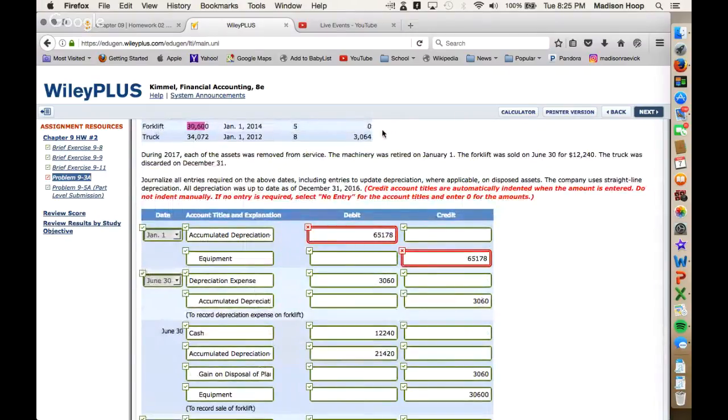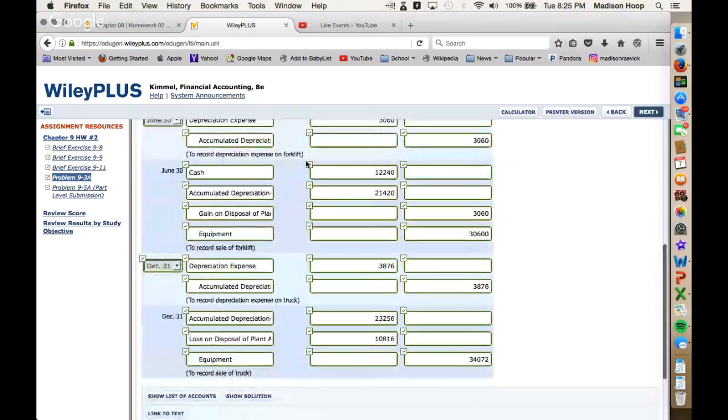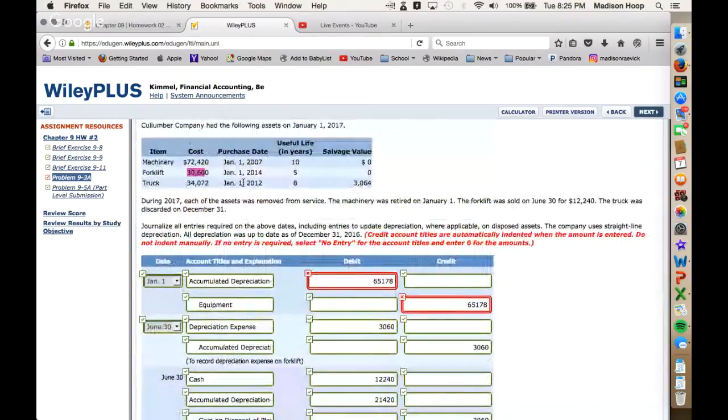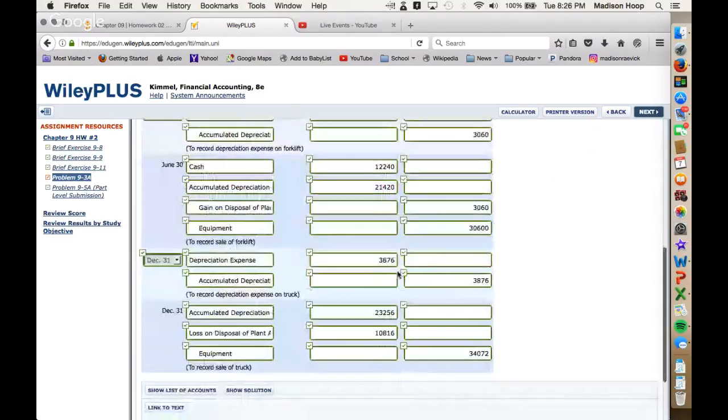That is $34,072, subtract 3,064 from that, and then we divide that by 8. We've had it since 2012, and we are now in 2017, so we need to multiply that by 5. And that's going to give us 3,876. So we need to debit and credit that on the books.